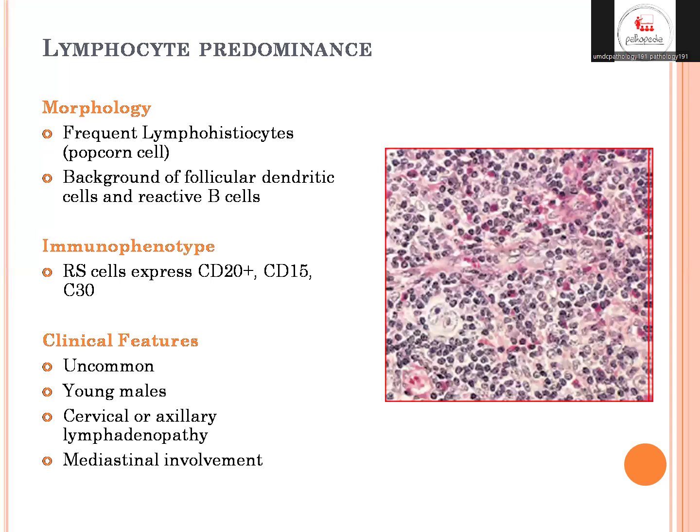The other variant is lymphocyte predominance, and morphologically they appear with a background of follicular dendritic cells and reactive B cells, and tissue histiocytes may also be present. On IHC, they express CD20, and are negative for CD15 and CD30. Clinically they are an uncommon type, occurring in young males, involving cervical or axillary lymph nodes, and rarely showing mediastinal involvement.